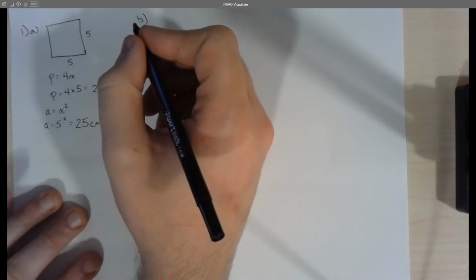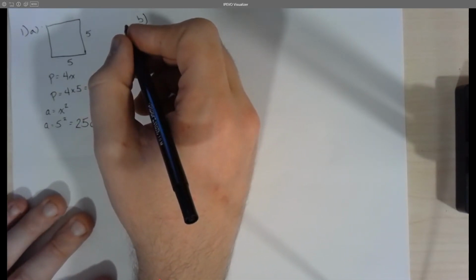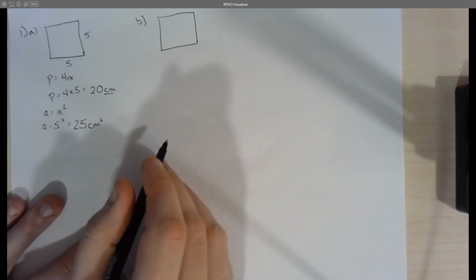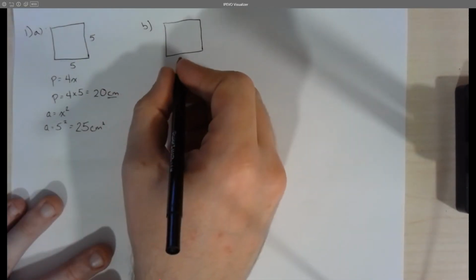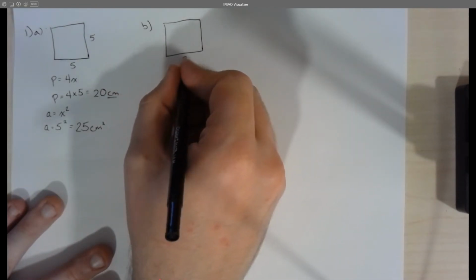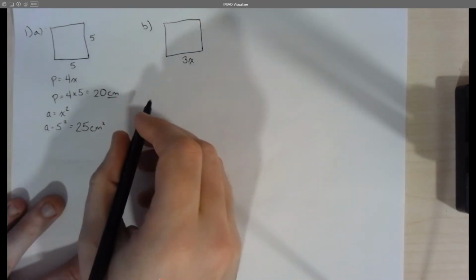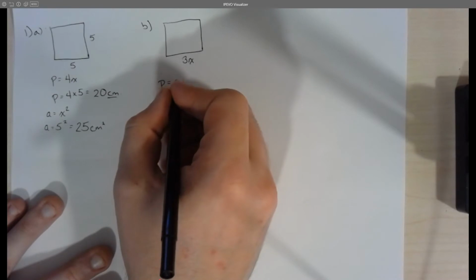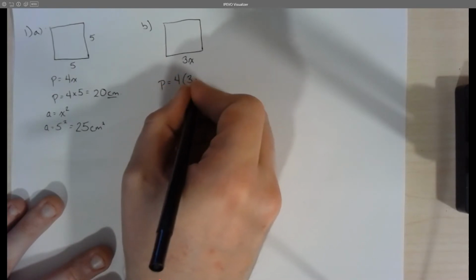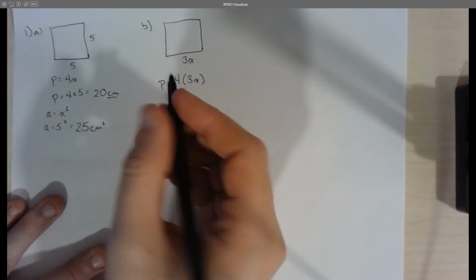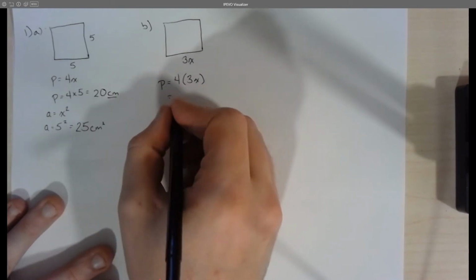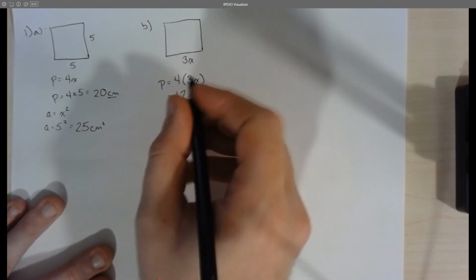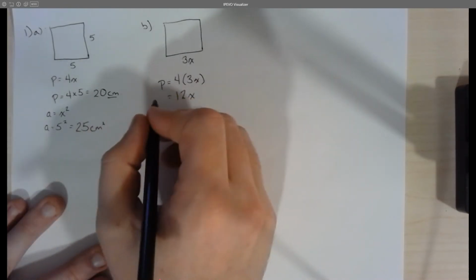B gets a little bit trickier because they throw a variable into the mix as well. So for this particular square, well, it might not look like a square, but for that square, we're told that the side length is 3x. There's another one here, but that's not needed. So perimeter is going to be 4 times 3x. And this gets us back to our algebra days. 4 times 3x is just going to give us 12x. And so that's going to be our perimeter.